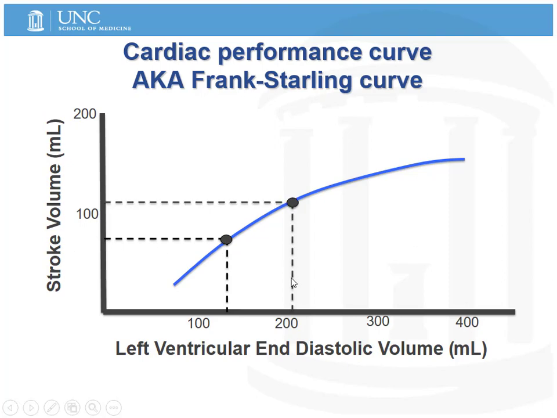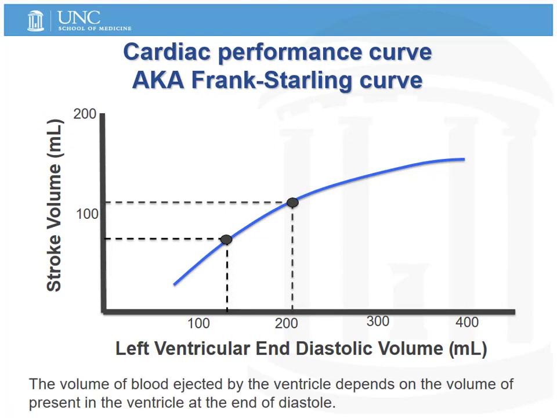And if the heart filled even more during diastole and about 210 milliliters of blood ended up in the left ventricle before it started to contract, then the stroke volume would be greater and more like 110 milliliters of blood would be pumped out.